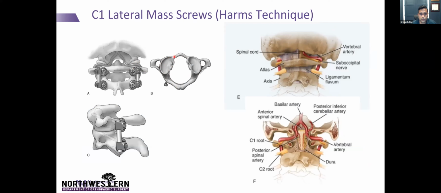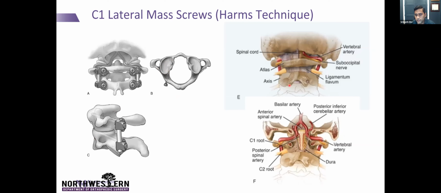There's no real pedicle. It's just lateral mass, because the superior facet articulates with the occipital condyle, and the inferior facet articulates with C2. But that provides a corridor for you to place a screw safely and get fixation. So that's where we place our C1 screw.